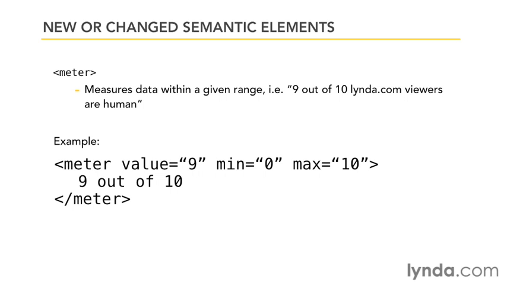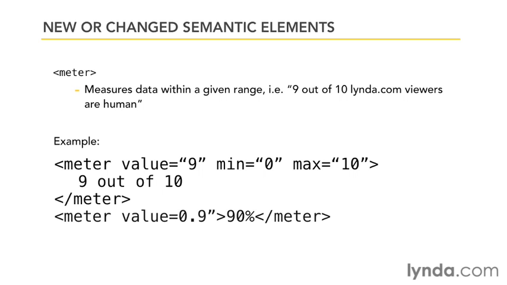When you add the meter tag, you also add attributes. In this case, when you say 9 out of 10, we add the value 9 and then we set the minimum to 0 and the max to 10. Now we can use CSS and JavaScript to display a scale from 0 to 10 and then point out the 9 value on that scale. You can also use it to show something like 90% out of 100 by marking it up this way. Meter value equals 0.9, which is 90%. And again, you can use CSS to then show a scale from 0 to 100 and mark off the 90% mark.